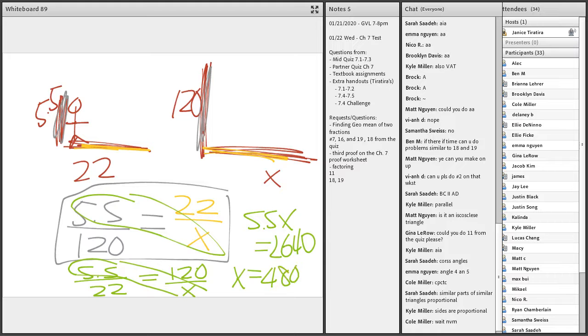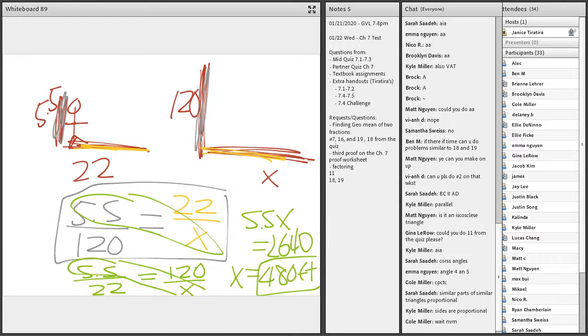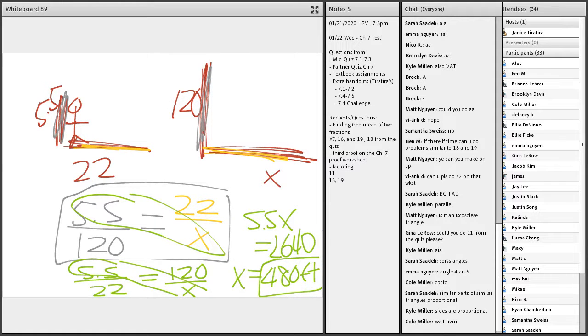So that's reasonable, right? The building is taller, so the shadow is going to be way longer. 480 feet is a very large shadow too, but maybe the sun is very low, so the shadow is stretching out very, very long. Okay, that's number 11 from the quiz.